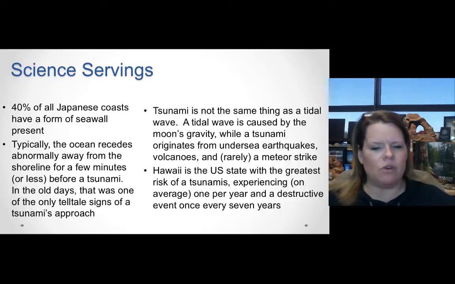Hawaii is the U.S. state with the greatest risk of tsunamis, experiencing on average one per year and a destructive event once every 7 years.